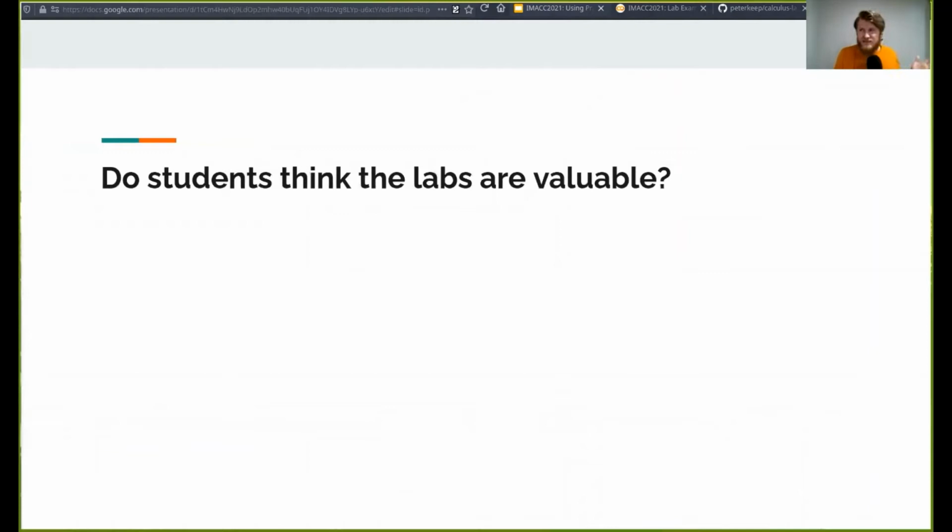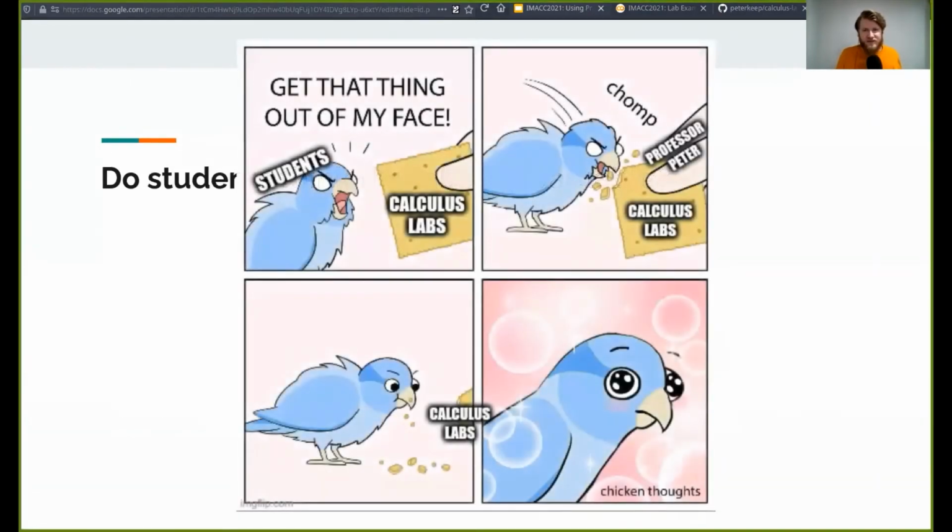Probably the last way of measuring success of these labs is if students think they're valuable, right? That might be an important thing. This is something that I made for my students because it pretty honestly reflects their experience with taking labs. They start off with not liking them. Get that thing out of my face. And then they take a little bit of a bite from one. And then by the end of the semester, this is where they're at. They're at this nice little happy, lovey bird.